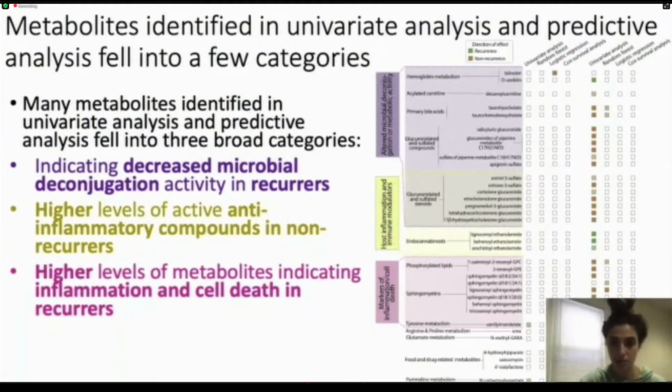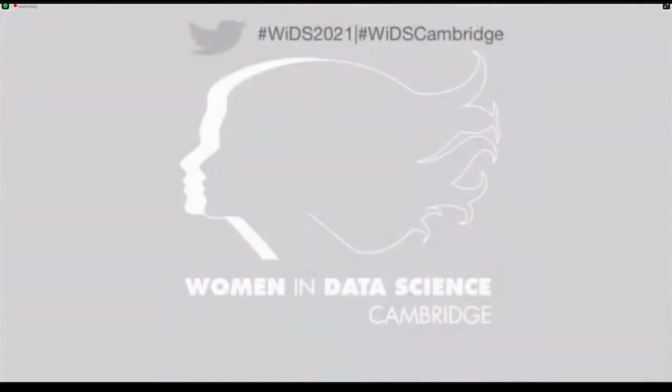between recurrers and non-recurrers. For example, we found that glucuronidated compounds were higher in recurrers, which may indicate decreased microbial deconjugation activity. We also found higher levels of anti-inflammatory endocannabinoids in non-recurrers, while recurrers had higher levels of metabolites like sphingomyelins, indicating inflammation and cell death.